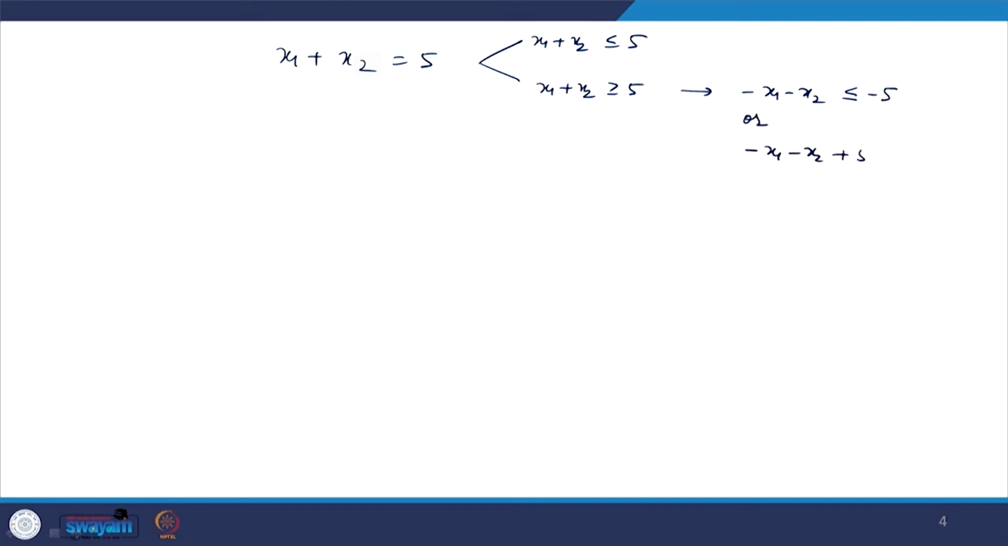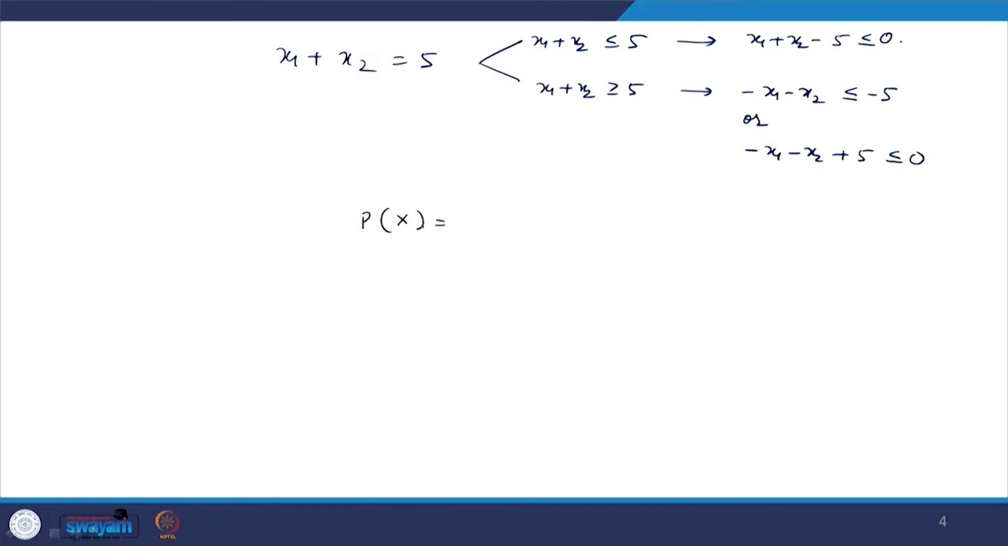x1 plus x2 equal to 5 can be written as x1 plus x2 less than or equal to 5 and x1 plus x2 greater than or equal to 5. This can be written as minus x1 minus x2 less than or equal to minus 5, or minus x1 minus x2 plus 5 less than or equal to 0, and the other is x1 plus x2 minus 5 less than or equal to 0. So, how can we define the penalty function now?